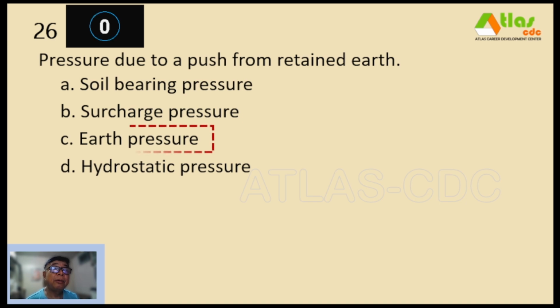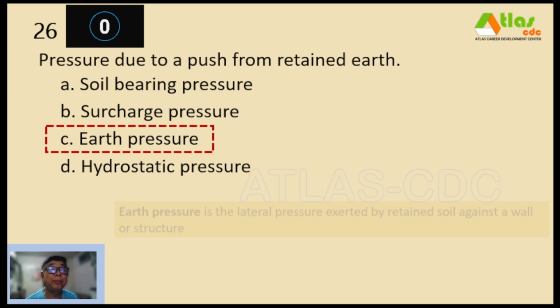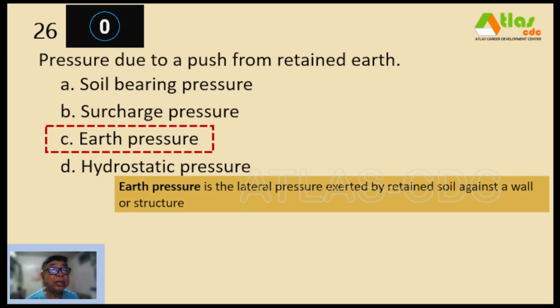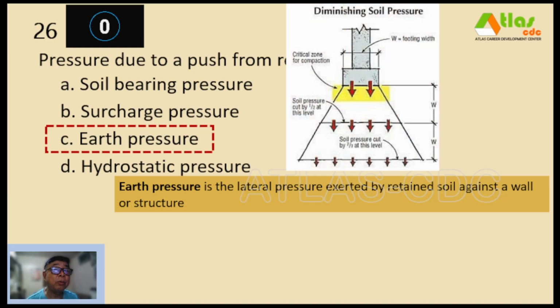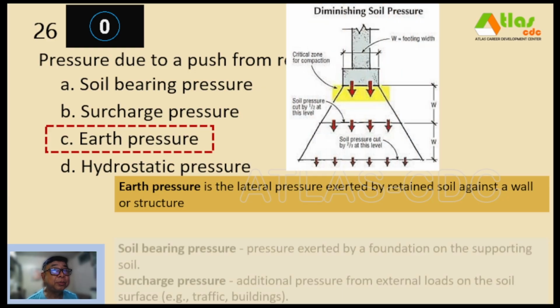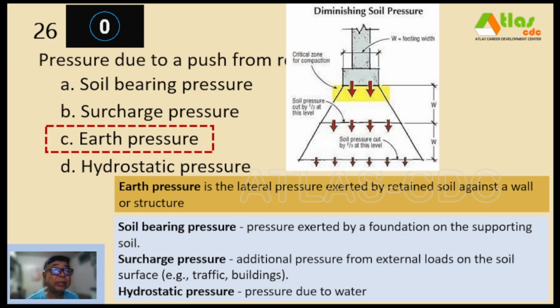And our correct answer is letter C, earth pressure. So earth pressure is the lateral pressure exerted by retained soil against a wall or structure. On the other hand, soil-bearing pressure is the pressure exerted by a foundation on the supporting soil. Surcharge pressure is the additional pressure from external loads on the soil surface, such as traffic or buildings. And hydrostatic pressure is the pressure due to water.